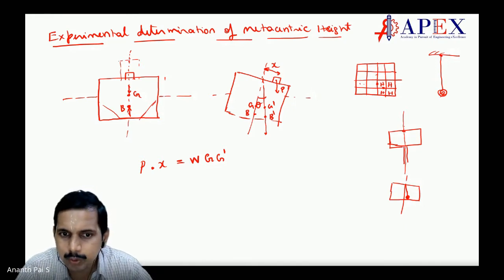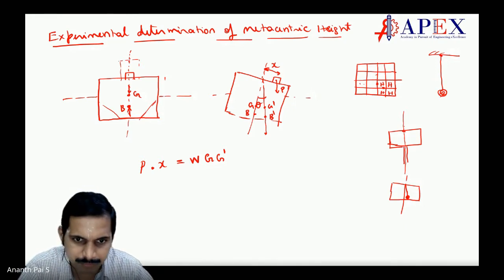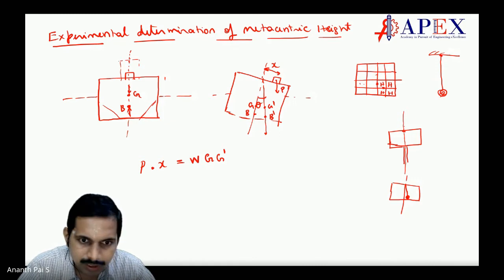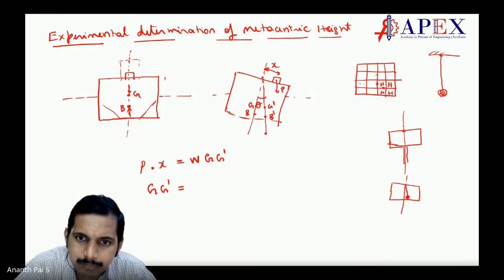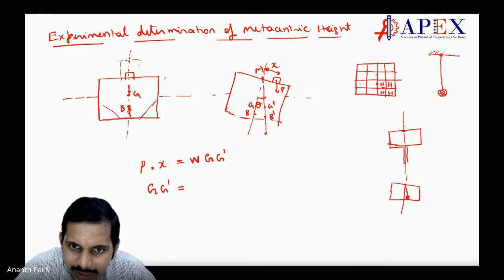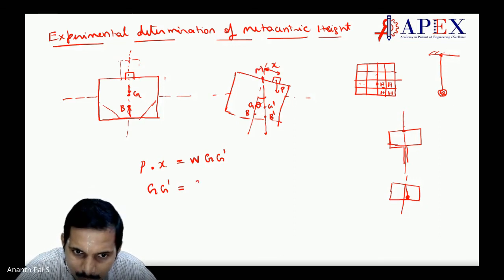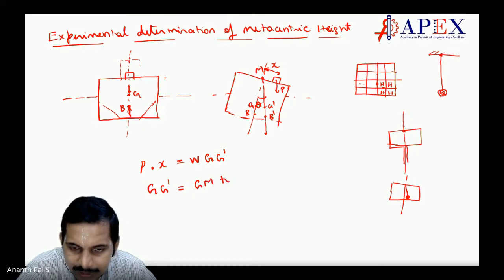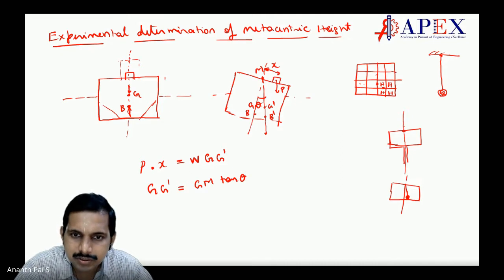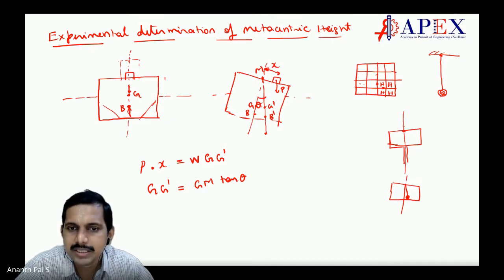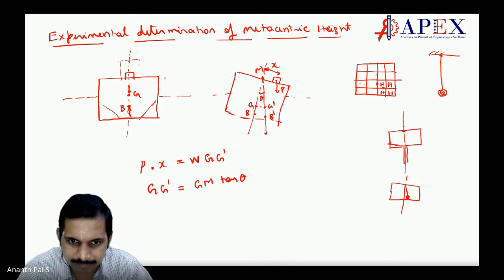So P into X is equal to W, where W is the weight of the ship. Okay, G dash. Now GG dash can be written as GM tan theta. Agreed, students? Because G dash is this, this is M, tan theta. GM tan theta, correct, students? This is theta. Agreed?